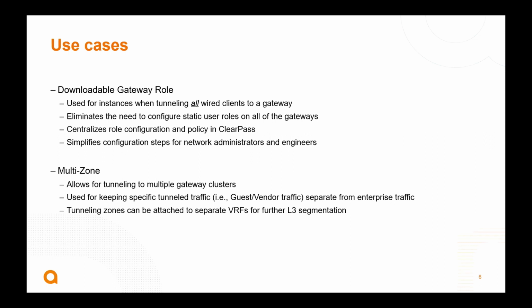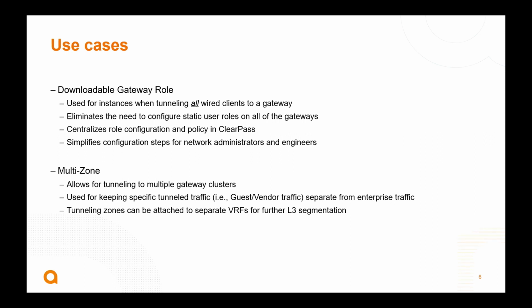The primary use case for this would be when all clients across the network that will be wired are tunneled to a gateway. So every single client on the network is going to be tunneled to a gateway, because there are some caveats around how it works with downloadable switch roles. There are some caveats that we're working on enhancing, but for now, one of the main use cases is if you're tunneling all clients to a gateway, that's where you would use the gateway role, as I'll show in just a minute.